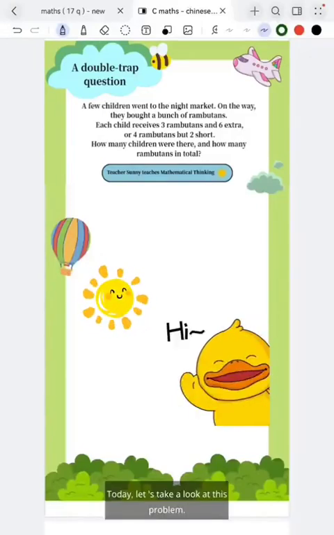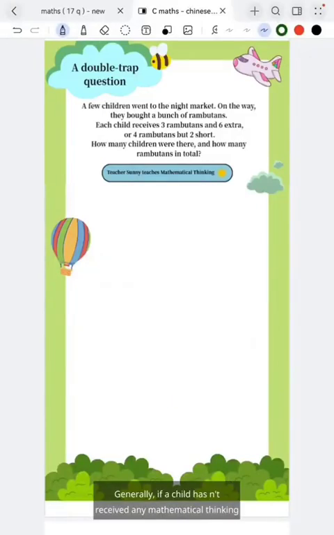Today, let's take a look at this problem. Generally, if a child hasn't received any mathematical thinking training, this problem can be quite difficult. Today, I'm going to teach parents a very good method that combines diagrams. So let's first read the problem carefully.